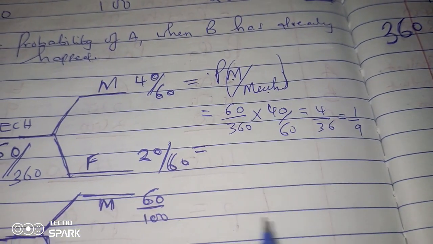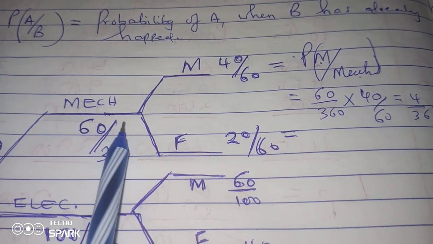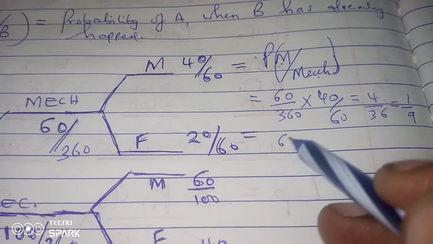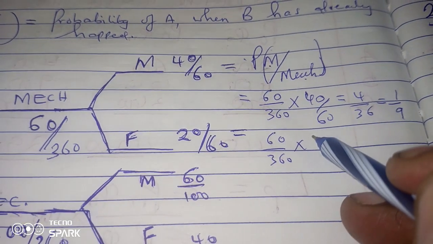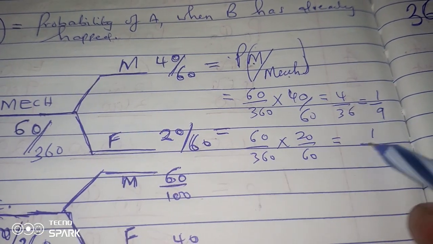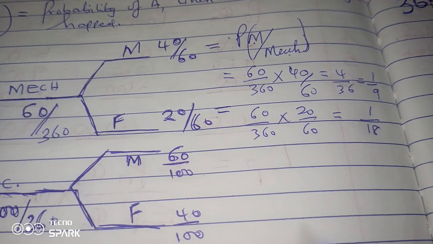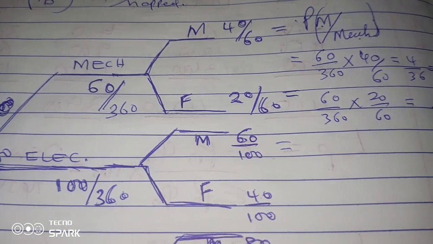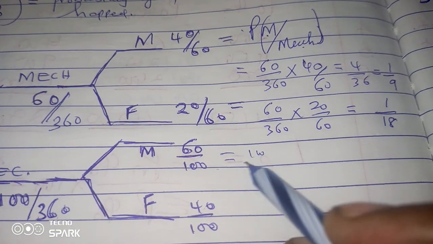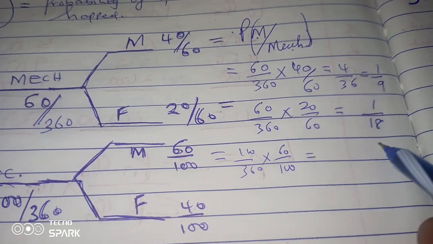In the same way, we shall also have the probability of picking a mechanical student being a female, given by 60 over 360 times 20 over 60, and that gives us 1 out of 18. In the same way, the probability of picking an electrical student and being a male would be 100 over 360 multiplied by 60 over 100. That would be 1 out of 6.